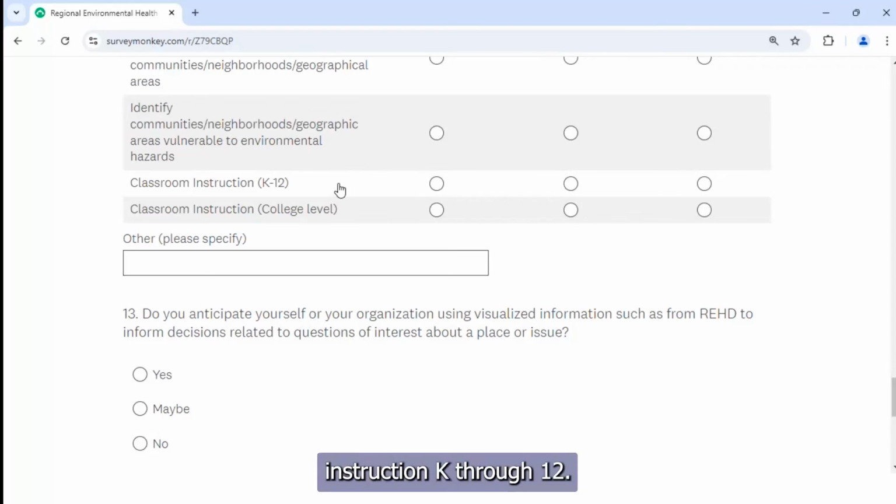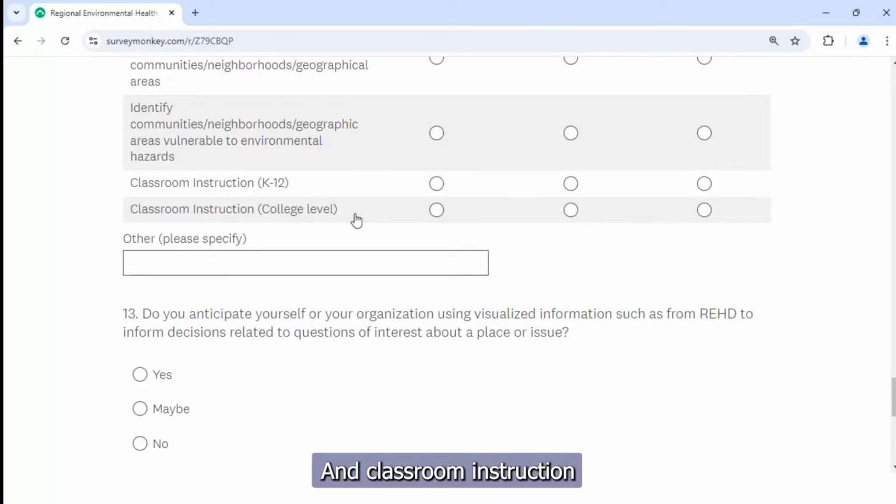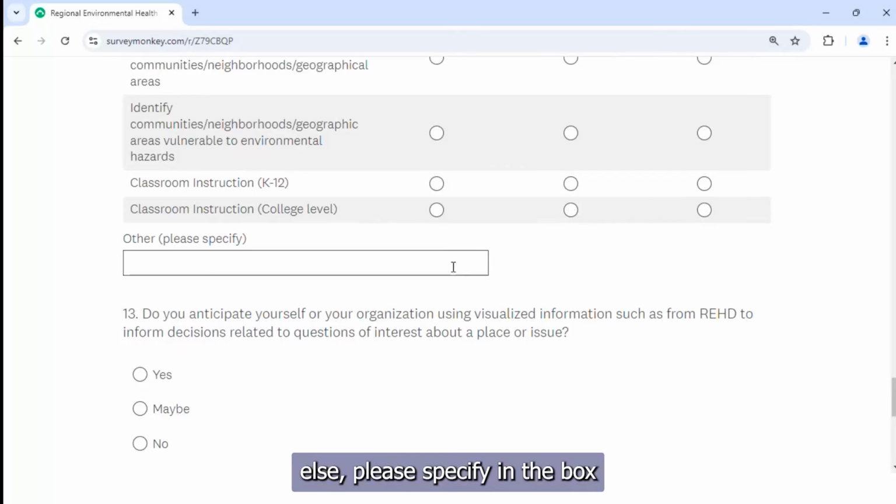And we have classroom instruction K through 12. Yes, maybe, or no. And classroom instruction at the college level. Yes, maybe, and no. And then if there's anything else, please specify in the box provided below.